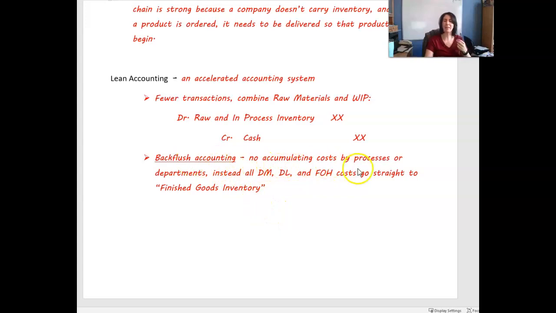Backflush accounting. No accumulating costs by processes or departments. Instead, all direct material, direct labor, and factory overhead costs go straight to finished goods inventory. So think about all this stuff we were doing in chapter 3. We were accumulating costs per the process, and then we were moving direct material, direct labor, factory overhead, right? And rolling all those costs to the next process. All of those things would be moot, because these things are in and out faster than the accountant could journalize it. Right? Somebody places an order and 5 hours later it's out the door. When does the accountant have time to do all the journalizing? They don't. So instead, we just accumulate it all to finished goods, and then it becomes cost of goods sold, all of those costs. All right? We kind of ignore that whole process thing.